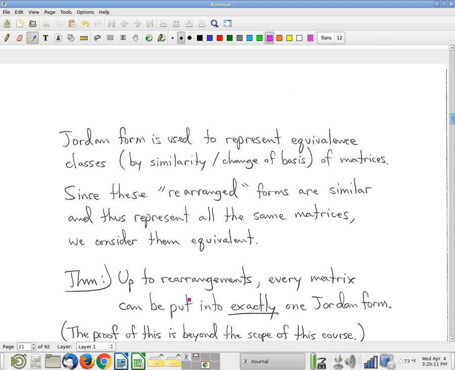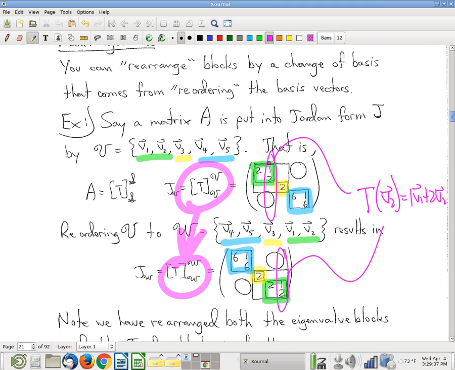So here's the punchline from the previous example. All rearrangements of a given Jordan form, by which I mean, if you have a Jordan form, if you look at these blocks, and if you just say, I want to move these blocks around in some way, all those rearranged Jordan forms, they're all similar. They all represent the same linear transformation, just by reordering the basis vectors accordingly. However you shuffle the blocks, just shuffle the basis vectors the same way. Okay, so all rearrangements are similar.